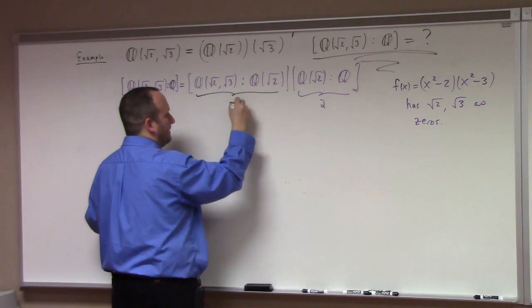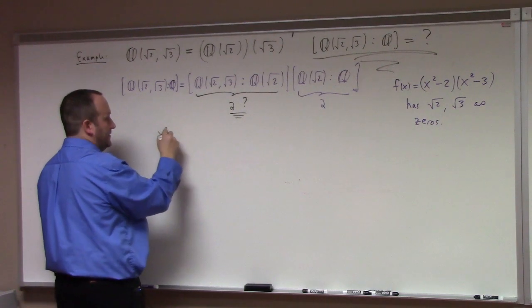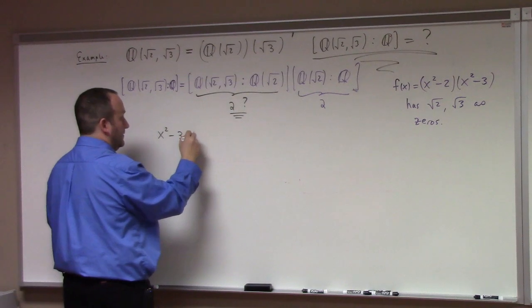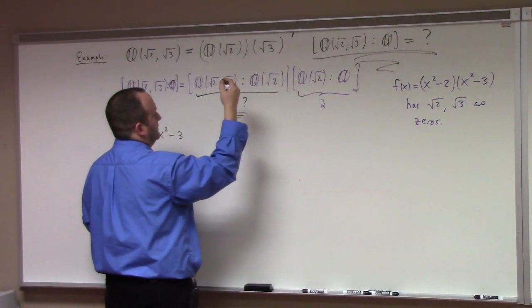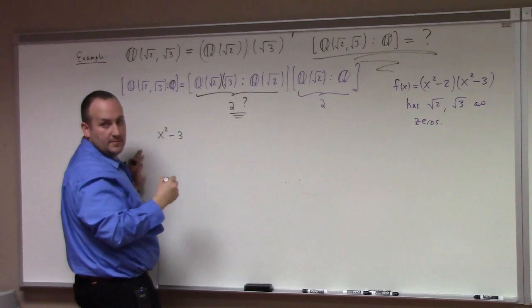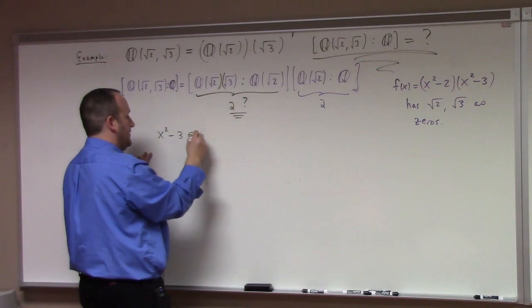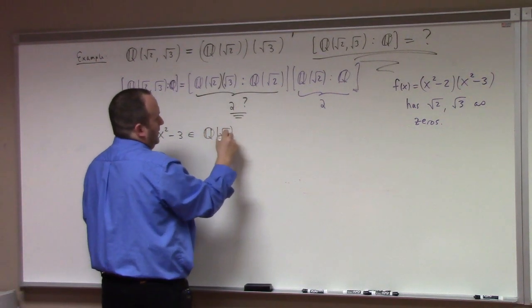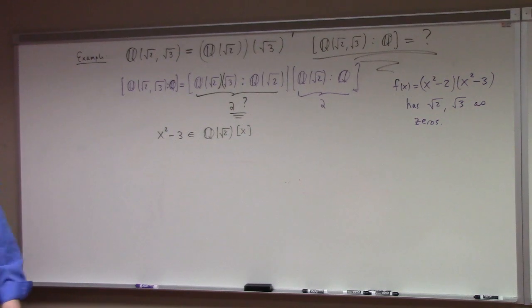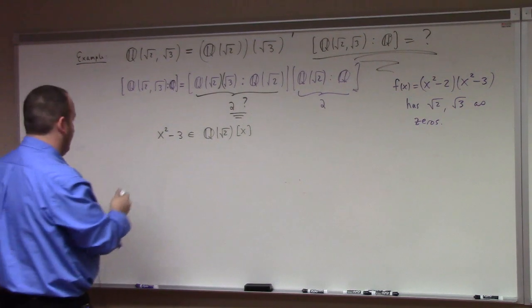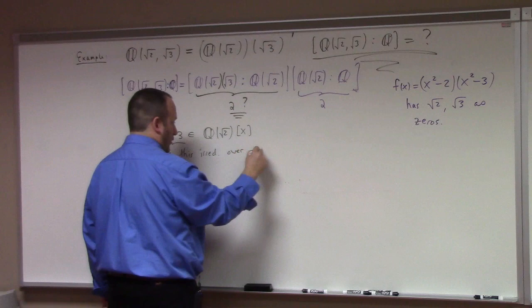So is this degree 2? What does that amount to? In other words, is x squared minus 3, I should look at this as this, right? See what I did there? Is this irreducible in the polynomials with coefficients taken from Q adjoin root 2 over x? Is that irreducible over Q adjoin root 2?